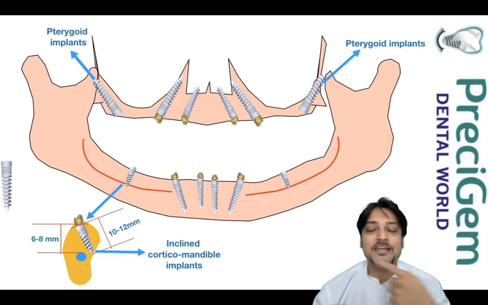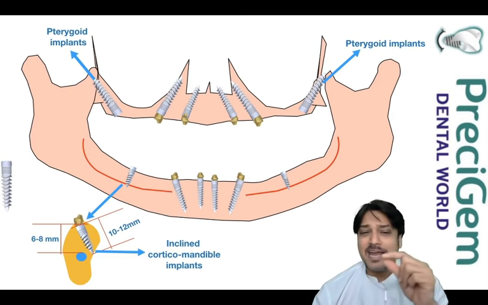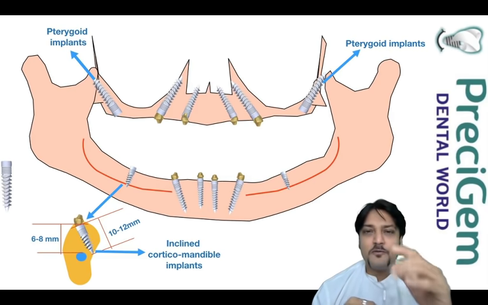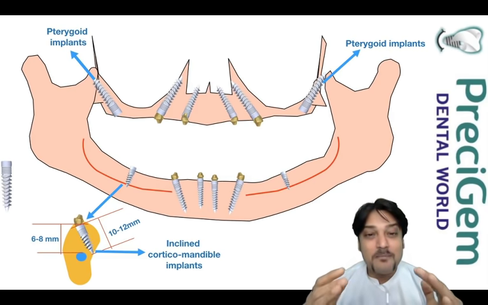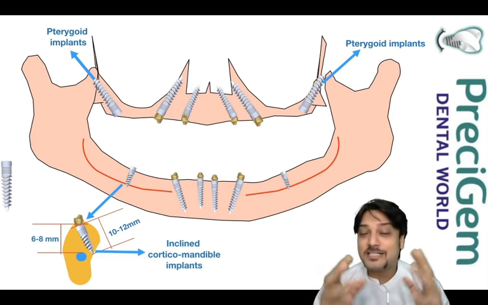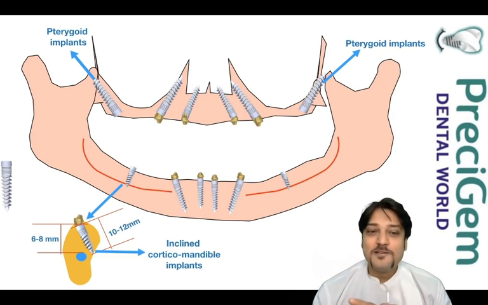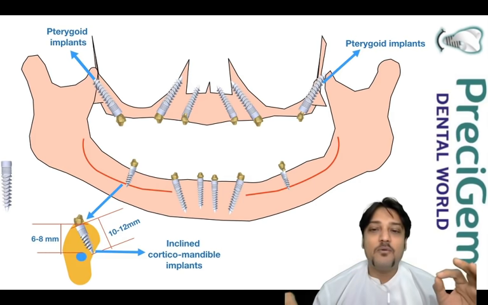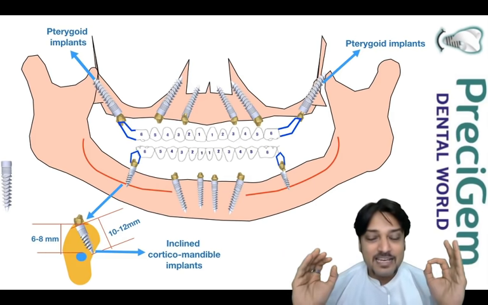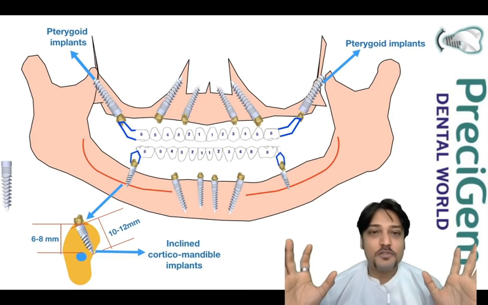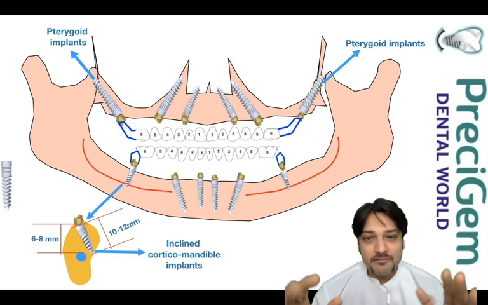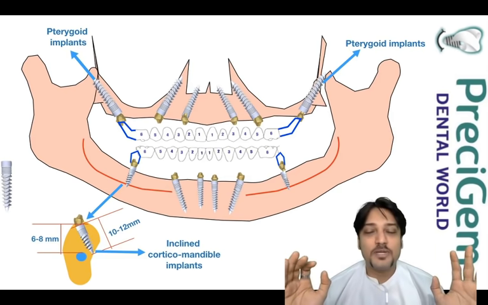So if you can see the image very next to me, the height is just 6 to 8 millimeters, but by tilting the implants like this, we could be in a situation to place even an implant of 10 to 12 millimeters, and that's technically proven. Tilted implants work good. So by placing an inclined corticomandible implant and pterygoid implants, we can easily avoid any type of cantilevers in any type of resorbed bone cases. So that's the concept, I believe in giving no cantilever to the patients at all.